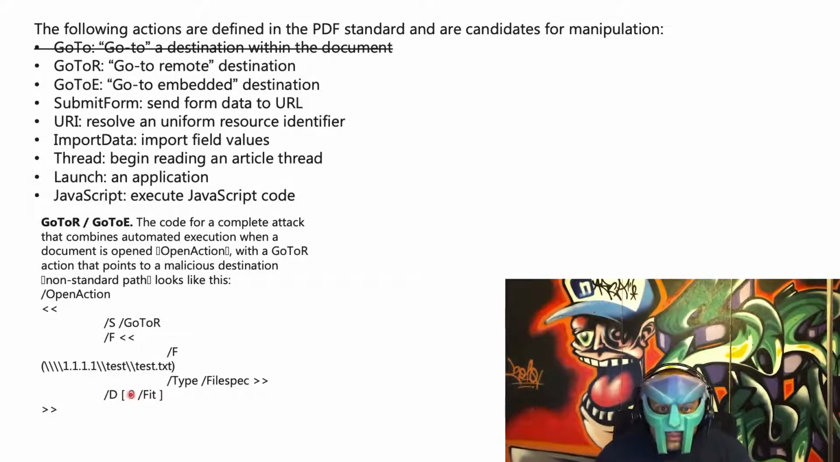And then you have go-to-E, which I have up here. It's essentially the same. The action is quite similar to the previous go-to-R action. Its structure is identical, and it is also possible to manipulate the path of the embedded file specification. So it's basically the same thing. One is go to a remote destination, and the other is go to an embedded destination in the same file, but they can both be exploited the same way.